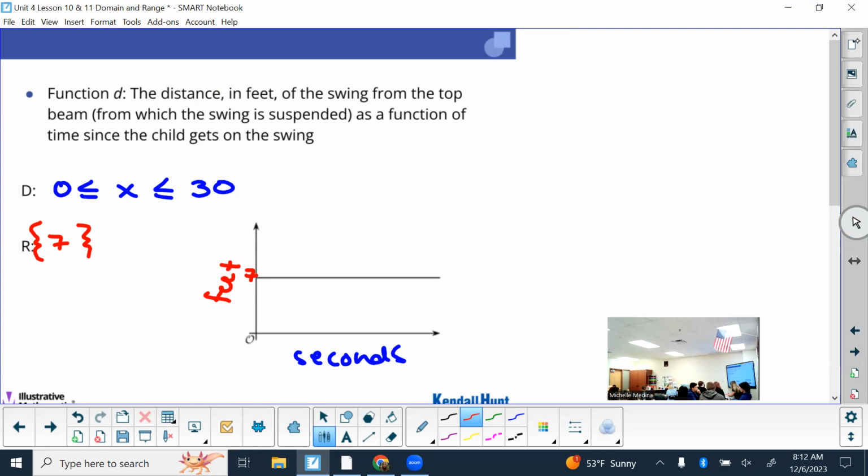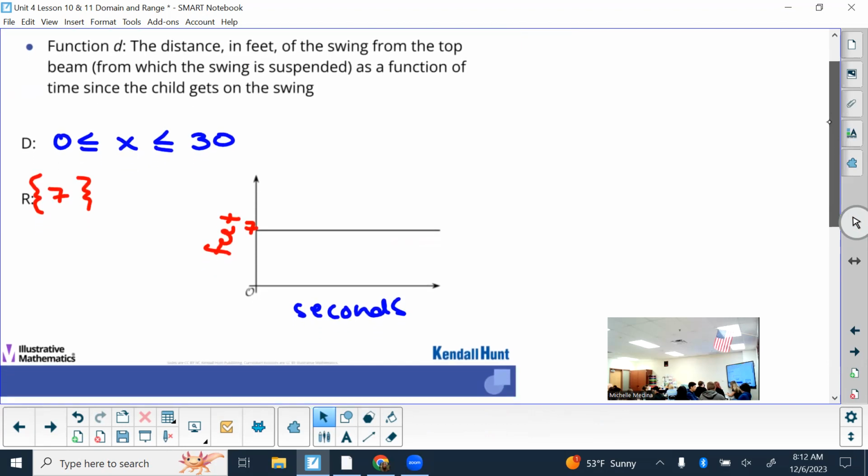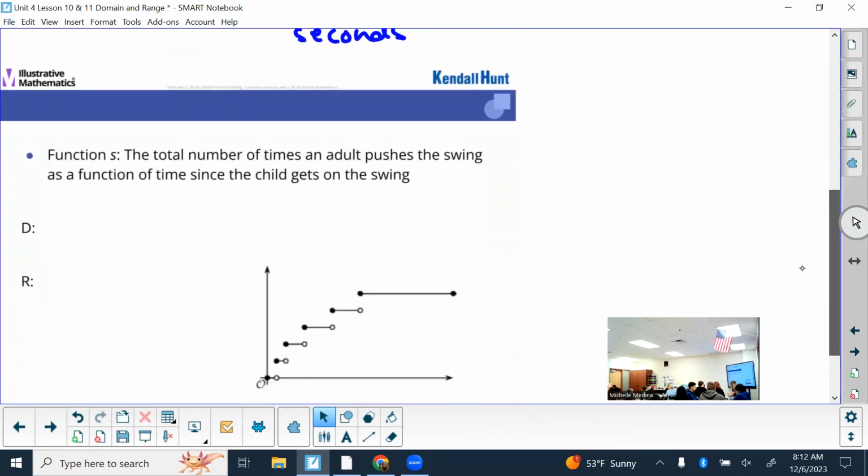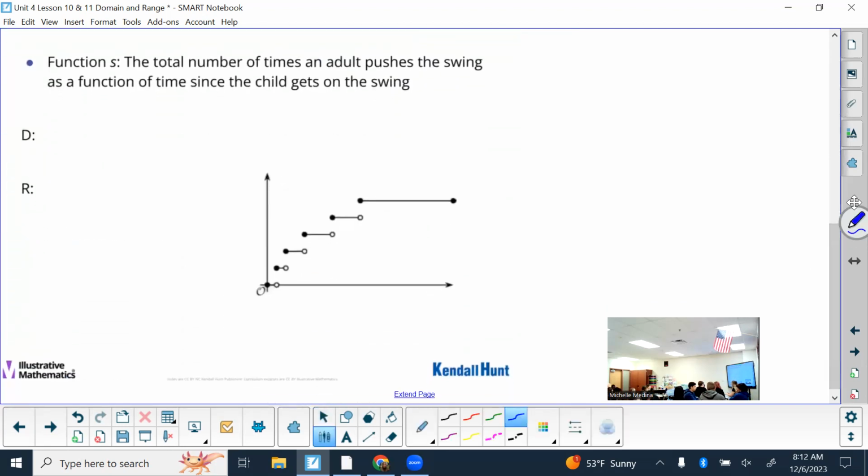All right, last one for the day. Questions at all? Okay, so function S, domain should still be the same. That's not changing in any of these situations. But for my range, what is going on the y-axis? What is this representing? Number of pushes, if you reread this.